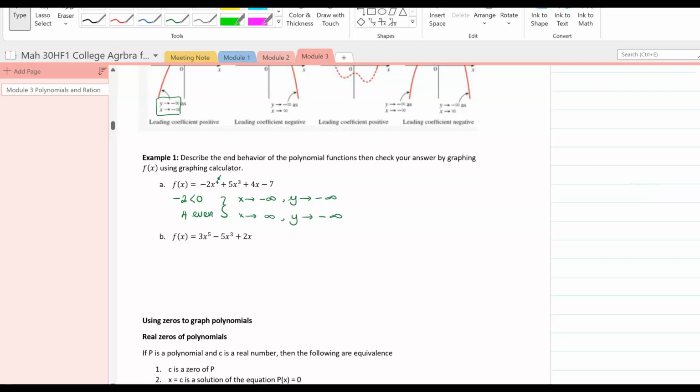So here, f of x equals 3x to the fifth minus 5x to the third plus 2x. So 3 is greater than 0, and 5 is odd. This is telling us when x goes to negative infinity, y grows to negative infinity. When x grows to positive infinity, y then goes to positive infinity. And so let's check the graph again using Desmos.